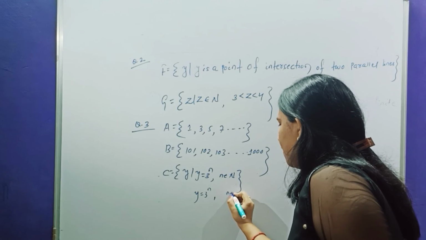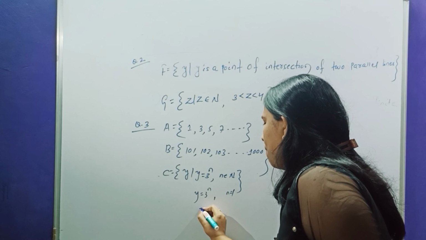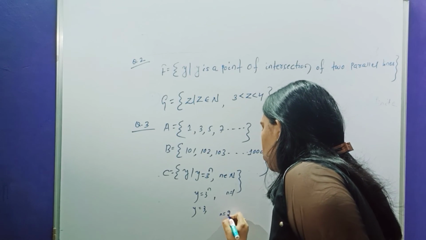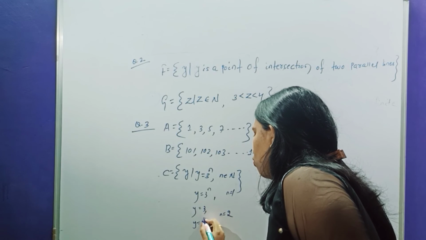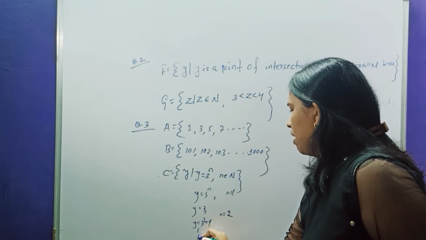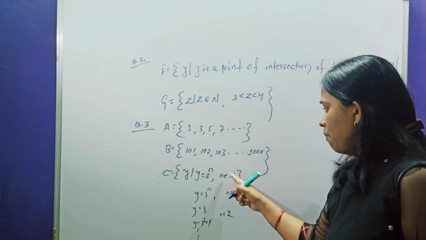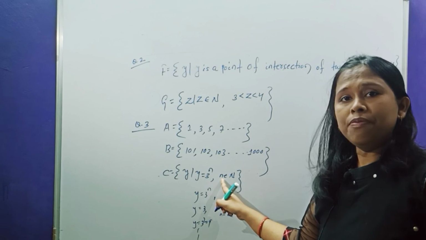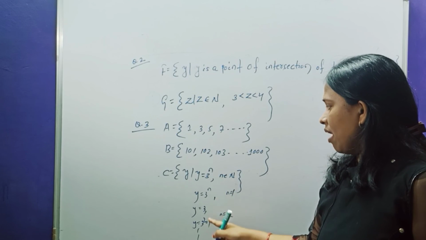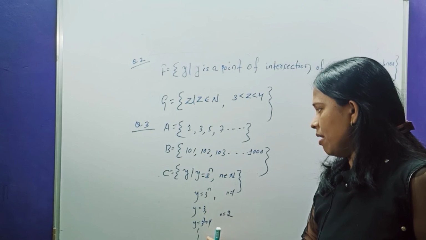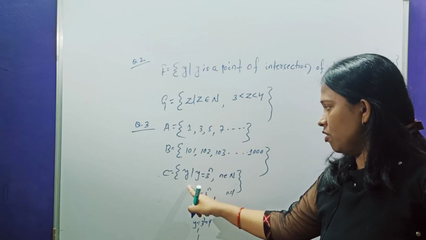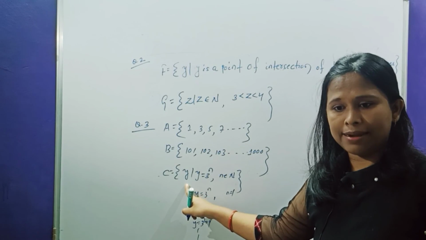So if I am taking n is equal to 1, the y value is coming 3. If I am taking n is equal to 2, then the y value is coming 3 square, 9. In this way you can take many numbers as the value of n, which are in the set of natural numbers. So we can get an infinite number of values of the set C. Yes. So this must be an infinite set.